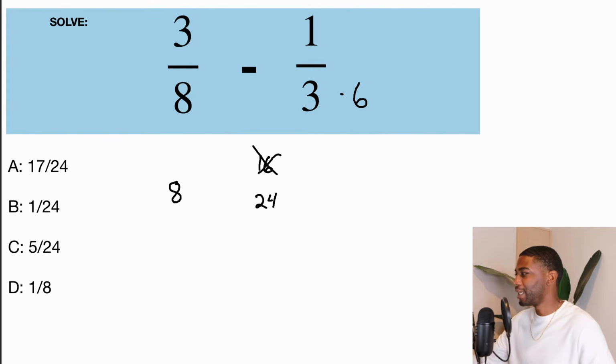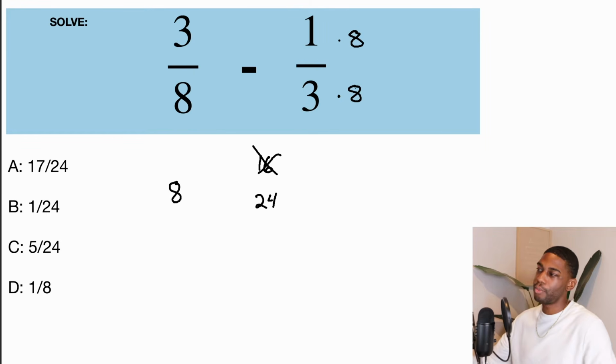No, right? That's not the correct answer. Okay, so what would be the correct answer? 8. 3 times 8 is 24. Okay, so whatever we did to the bottom, we also have to do to the top. So we have to multiply this numerator also by 8 to give us 24. So we know that 24 would be the common denominator.